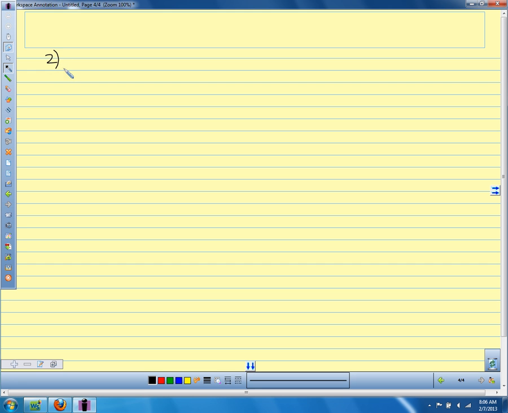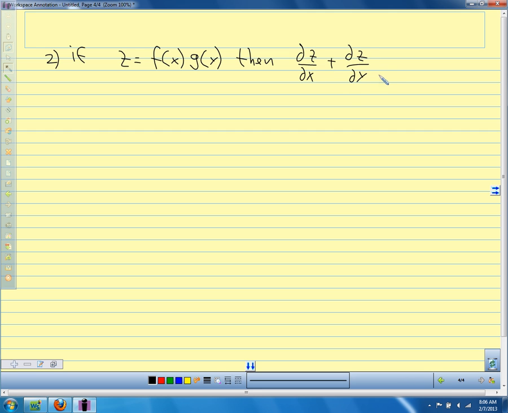Number 2. If z equals f of x times g of y, then the partial of z with respect to x plus the partial of z with respect to y equals f prime of x times g of y plus f of x times g prime of y. We want to know if this is true or false.